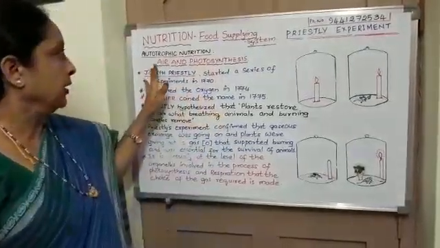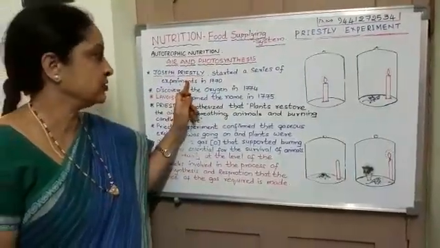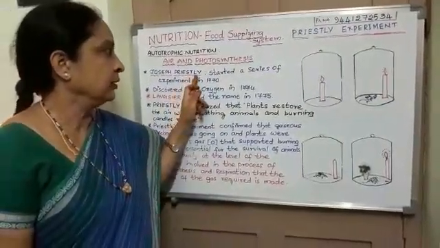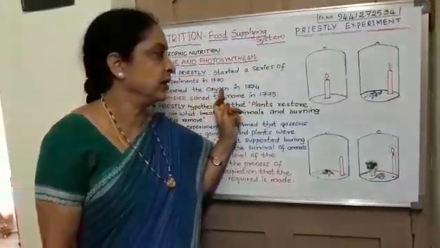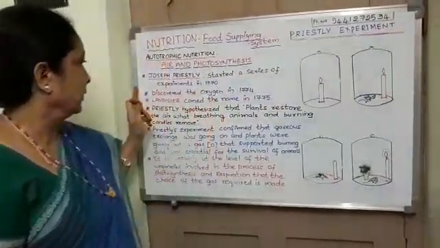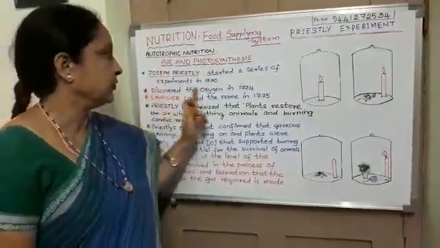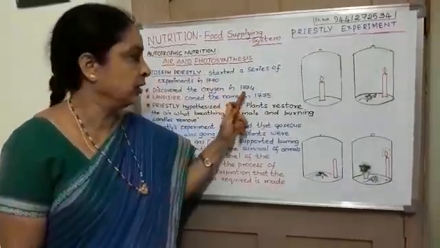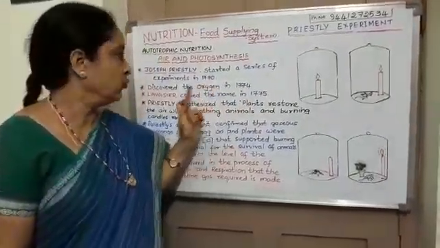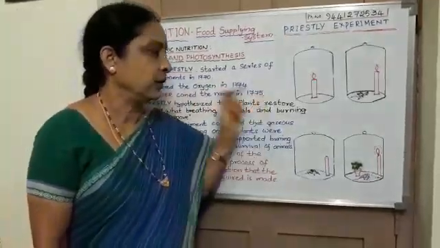Firstly, Joseph Priestley is a famous scientist. He did many series of experiments in 1770. And we know that he discovered oxygen in 1774, but he didn't name it. The name was coined by Lavoisier in 1775.